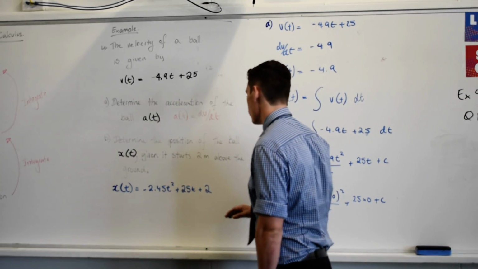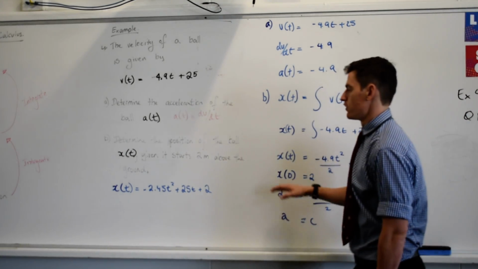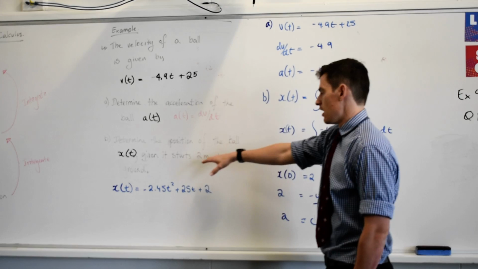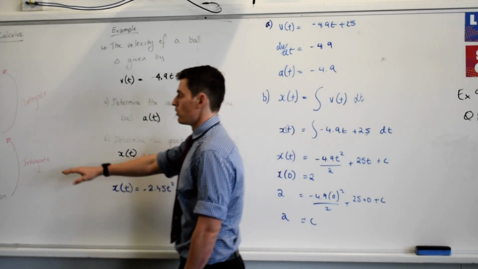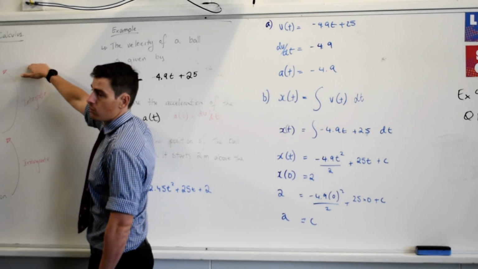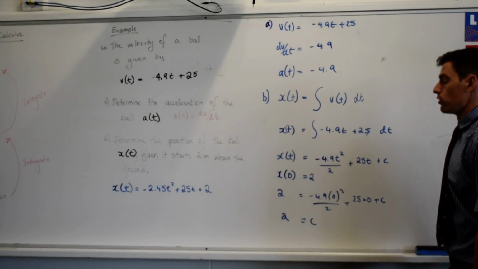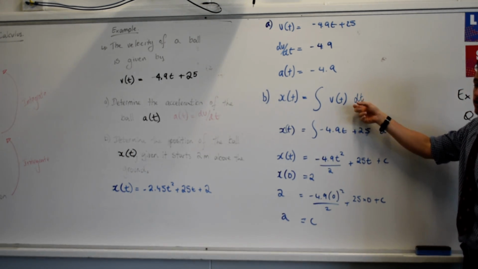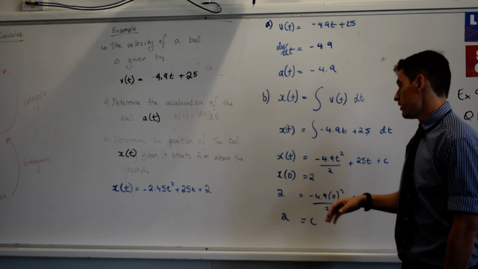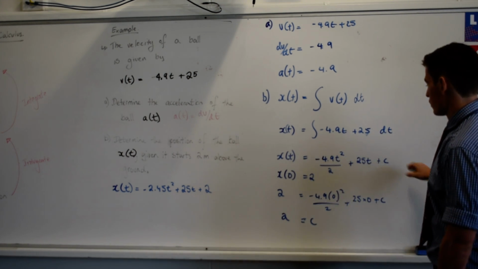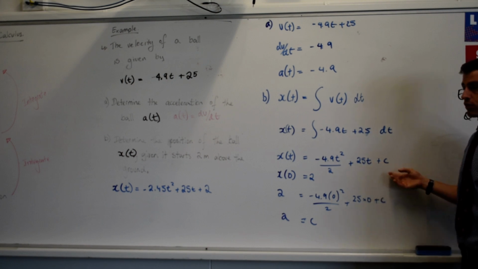Determine the position of the ball, x(t), given that the start is 2 meters above the ground. So the first thing we're going to look at is determining what x(t) is, and then we'll look at the rest of that information. Because we're determining position, we start with velocity, we're going up the ladder, we need to integrate. So x(t) equals the integration of our velocity with respect to time. Notice it's not dx, it's dt, because that's the variable we're changing. x(t) equals the integral of our velocity function. We then integrate that.